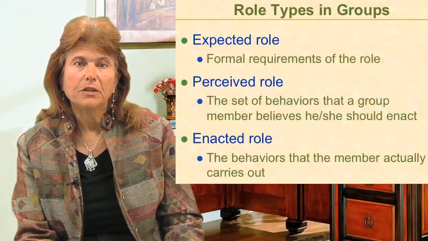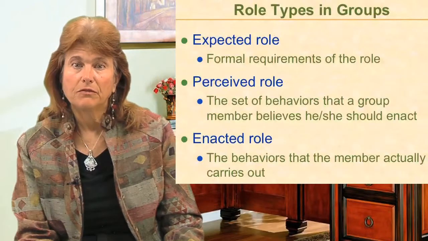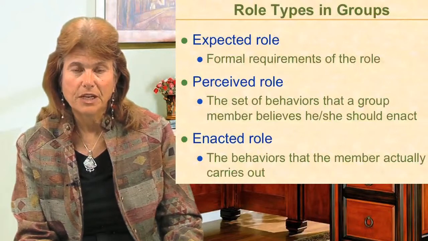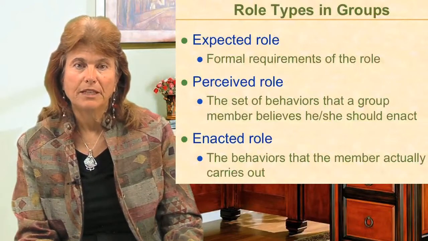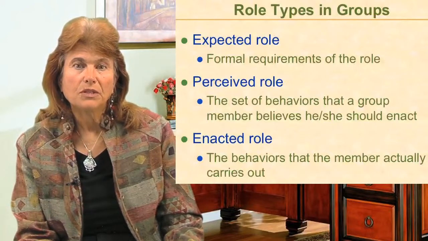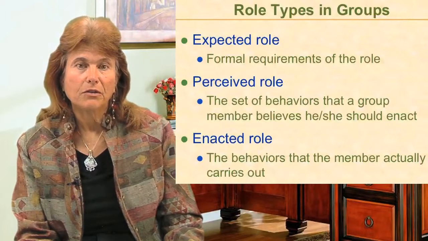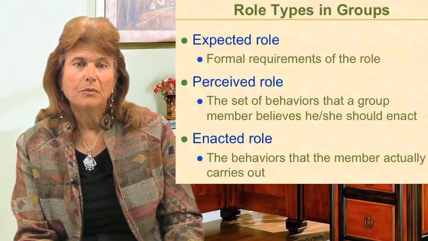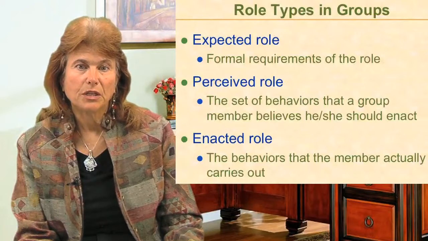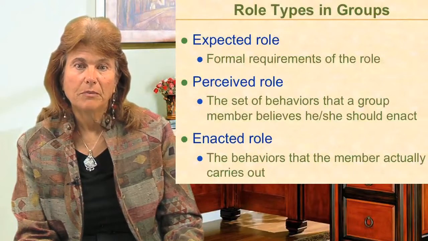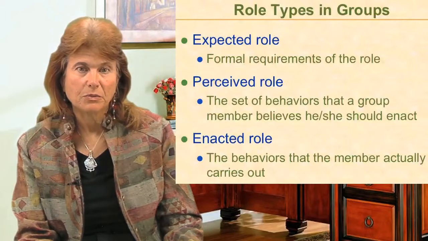We have role types that show up in groups. We have expected roles, which are formal requirements, like, I'm the note taker, or I'm the programmer, or I'm the analyst. There's perceived roles, where someone thinks they might be the caregiver or the harmonizer. Then there might be enacted roles, which is the behavior that the member actually carries out, and that might even be different than expected or perceived.